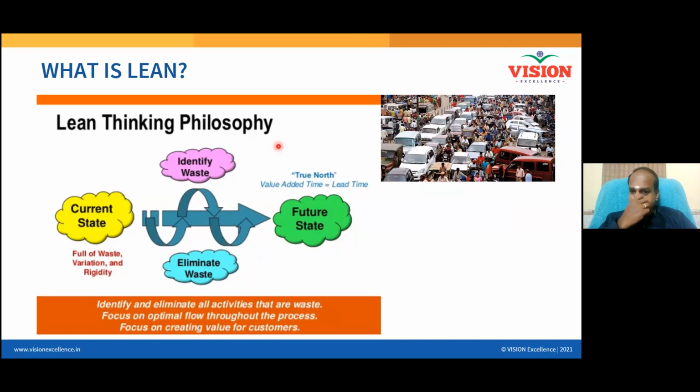What lean is telling, many people think that lean manufacturing and lean is all about cost cutting and elimination of people. No, you are wrong. Lean is not about cost cutting, not just about elimination of people. Lean is about simplifying the work and making the work comfortable to the worker and thereby improving the performance.